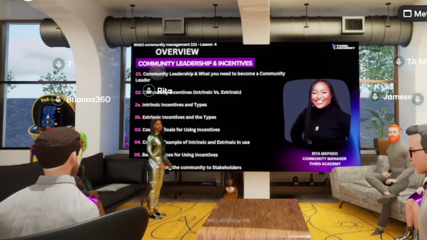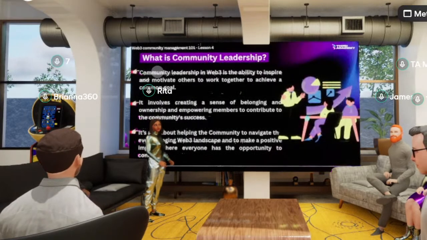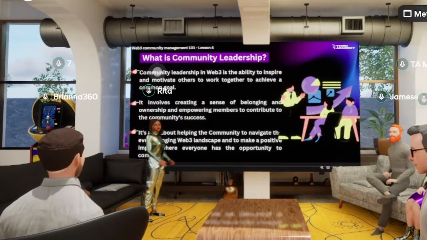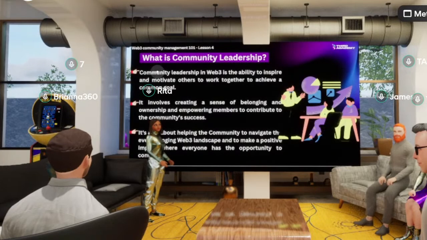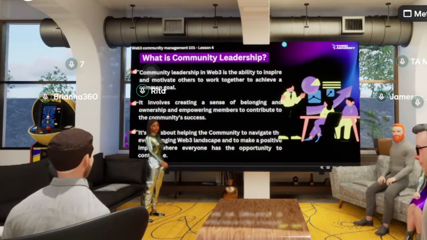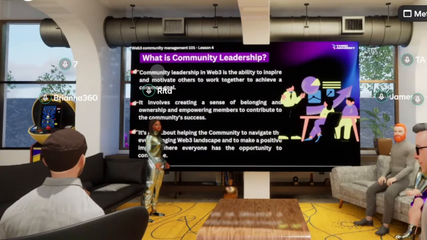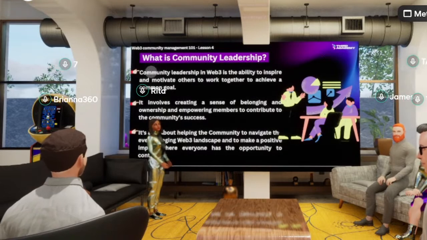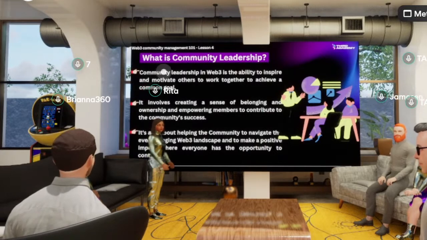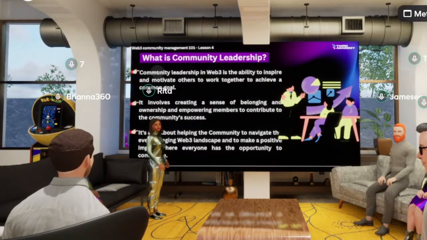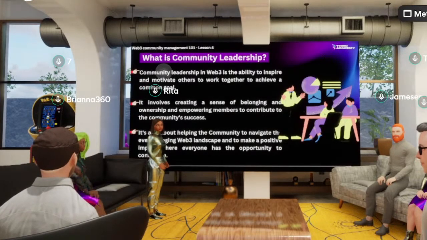Let's get started. What is community leadership and who is a community leader? Community leadership is simply the ability to inspire and motivate others to work together to achieve a common goal. It's about building relationships, creating trust, and fostering this sense of belonging. So, as a community leader, you are passionate about your community and committed to making it a better place, right? So, it's really about empowering and enabling the community to achieve its goal.